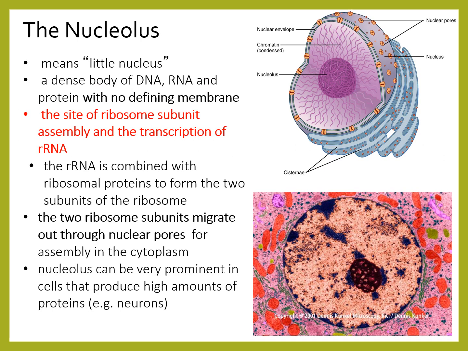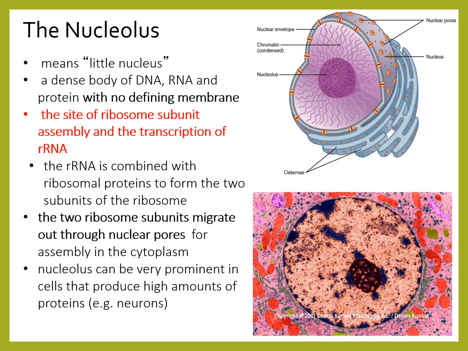Nucleolus means little nucleus. It's a dense body of DNA, RNA, and protein that you'll find inside of the nucleus. It's not surrounded by any defining phospholipid bilayer membrane. So it's just a region where certain amounts of DNA, RNA, and protein are going to aggregate. If I say the word nucleolus, I want you to think ribosome subunit production.